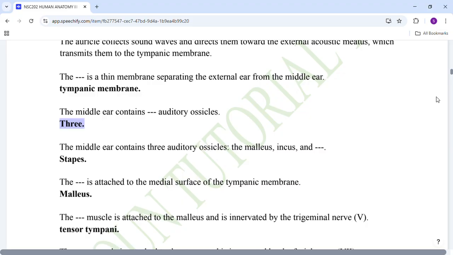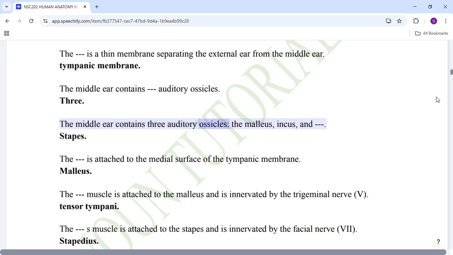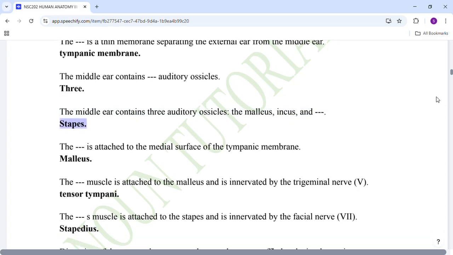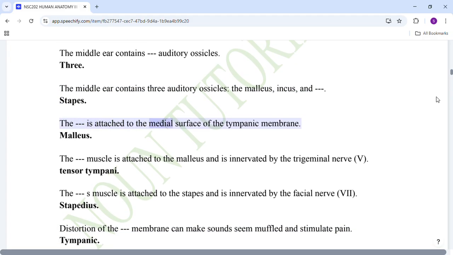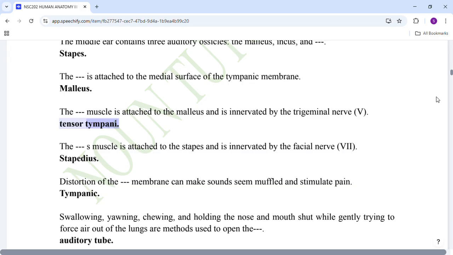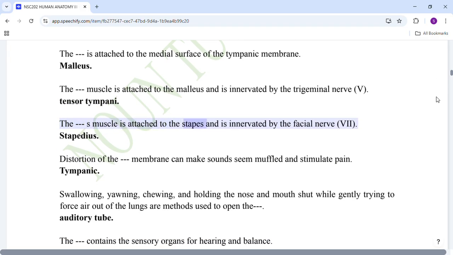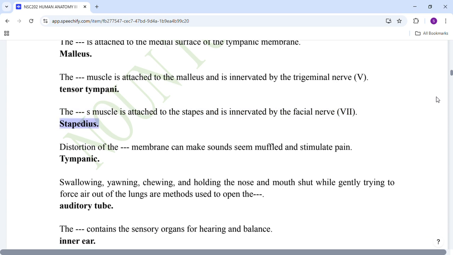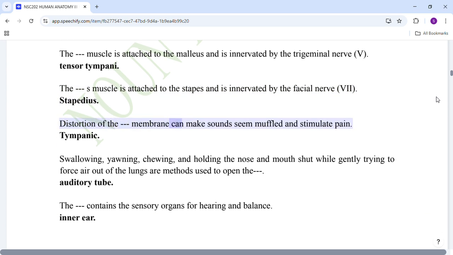The middle ear contains 3 auditory ossicles: the malleus, incus, and stapes. The malleus is attached to the medial surface of the tympanic membrane. The tensor tympani muscle is attached to the malleus and is innervated by the trigeminal nerve, V. The stapedius muscle is attached to the stapes and is innervated by the facial nerve, VII.